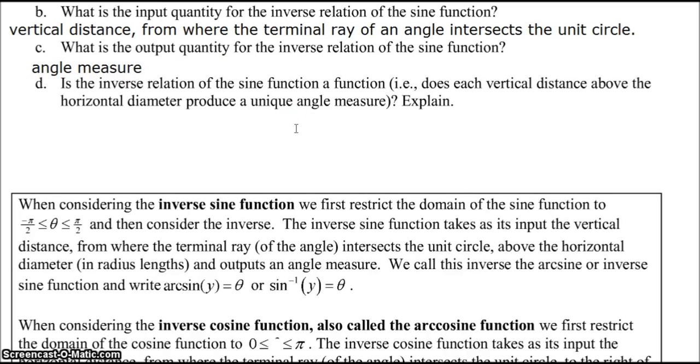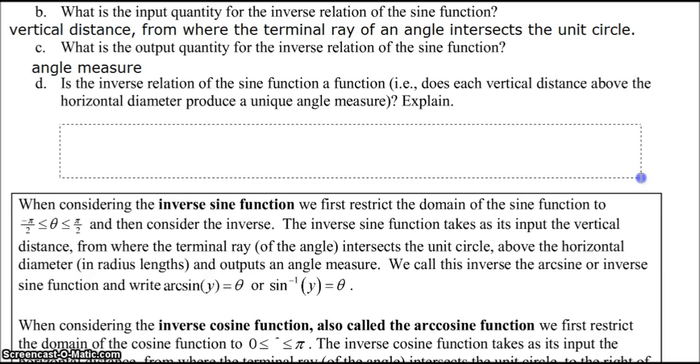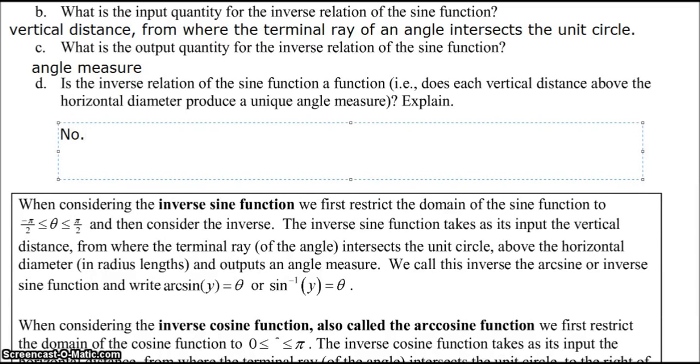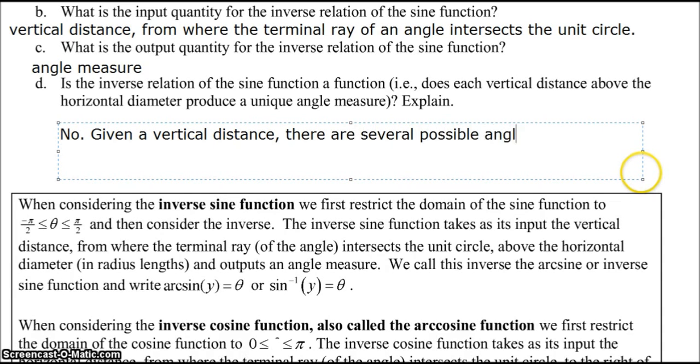Is the inverse relation of the sine function a function? That is, does each vertical distance above the horizontal diameter produce a unique angle measure? The answer is no. Given a vertical distance, there are several possible angles. So for each input, there is not exactly one output.